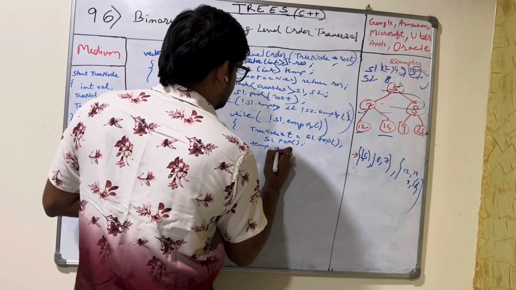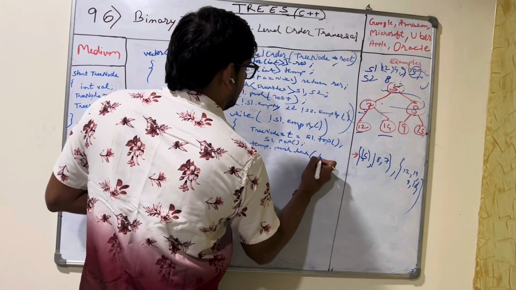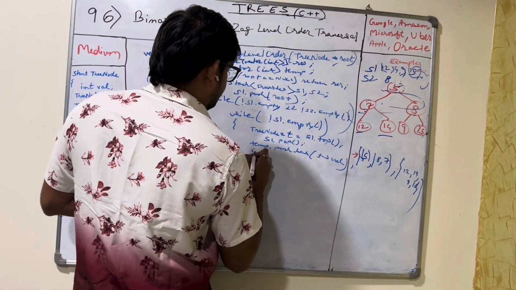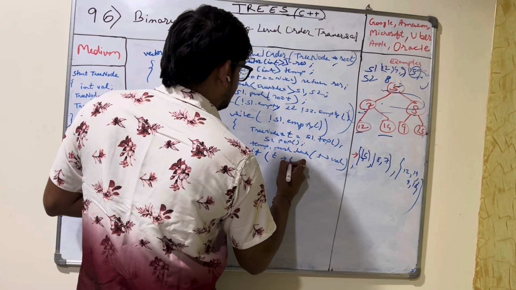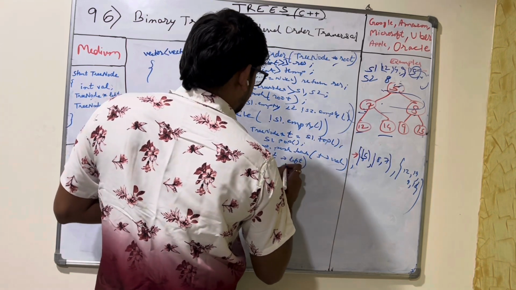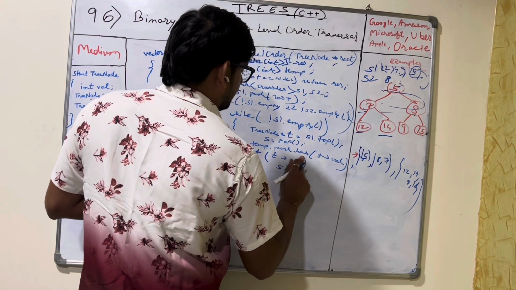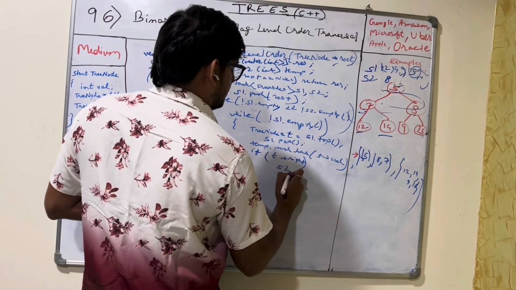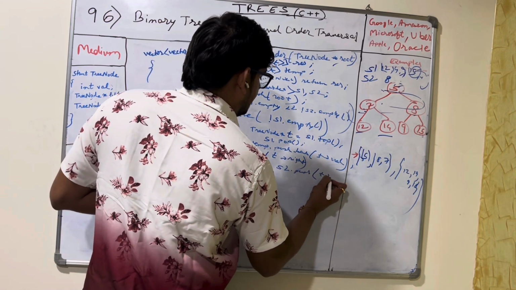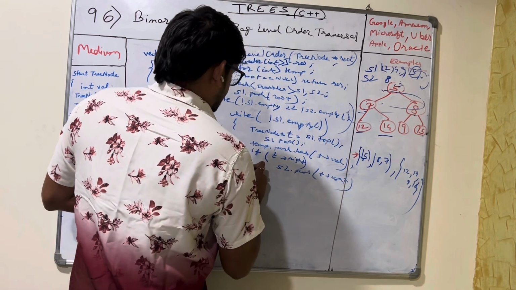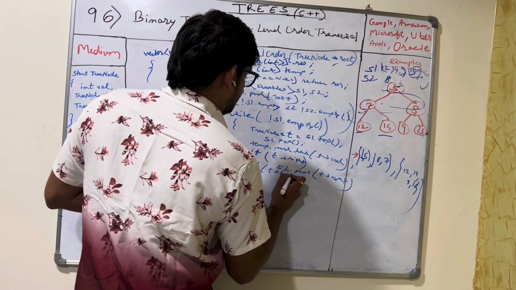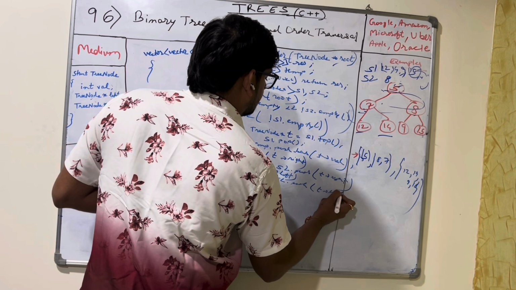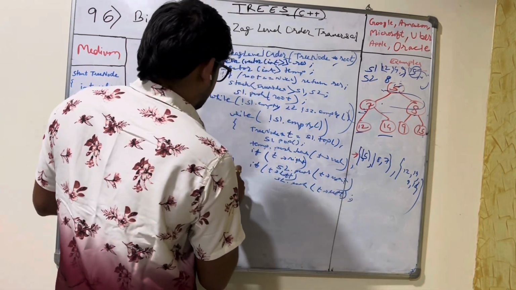temp dot push_back t's value. We will insert it into the temp vector, and then if t's left is not equal to null, we'll insert. But first we'll check the right one. If t's right is not equal to null, we'll insert with S2 dot push t right. If t's left is not equal to null, then we'll insert S2 dot push t left. Okay, once we are done, we'll close this.